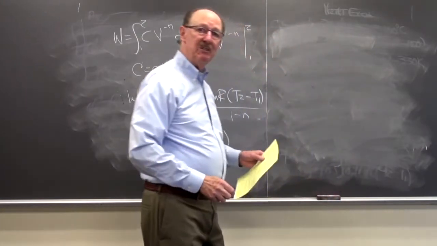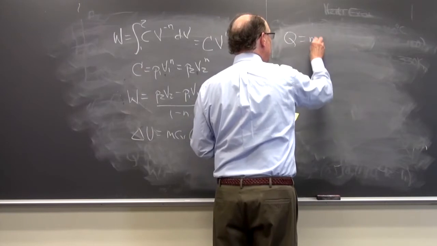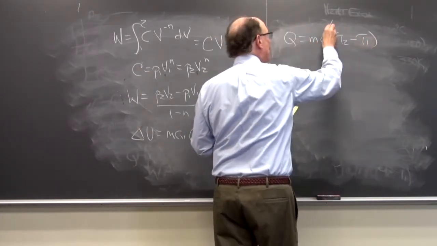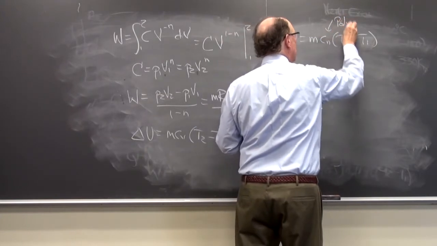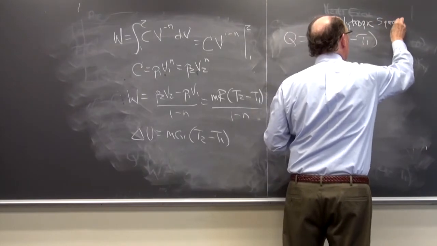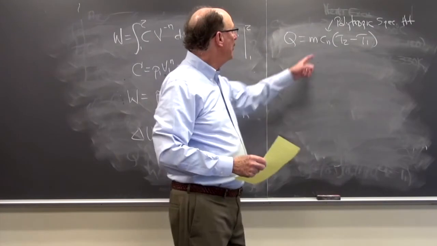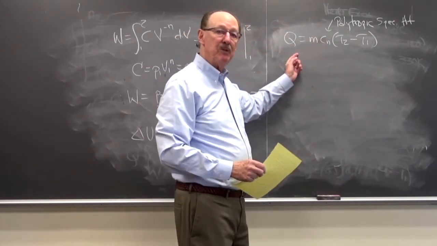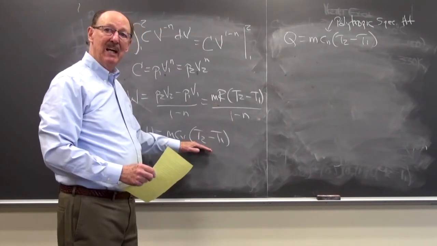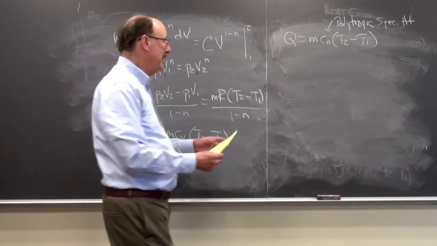But what people like to do for a polytropic process is say that Q is equal to m C sub n (T2 minus T1), where this is the polytropic specific heat. We're going to solve for this by applying the first law equation. We know what work is, and we know what delta U is, so we can solve for C sub n and come up with a function for that.